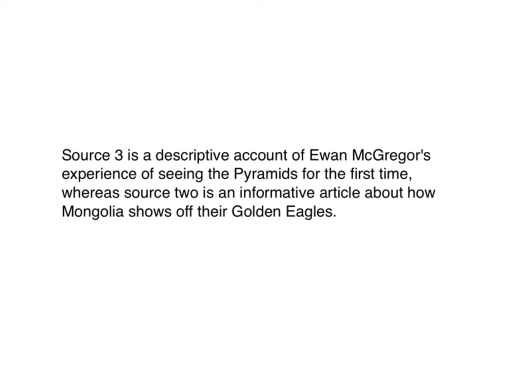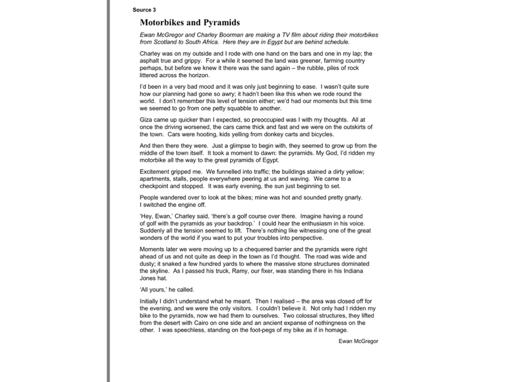So here I've shown that I've identified that Source 3 is a descriptive account, and I've also identified that Source 2 is an informative account, and I've also used a comparison connective here to show that straight away I'm thinking comparatively about the two sources. The next thing to do is to read Source 3 carefully and to start thinking about words and phrases that you can comment on.